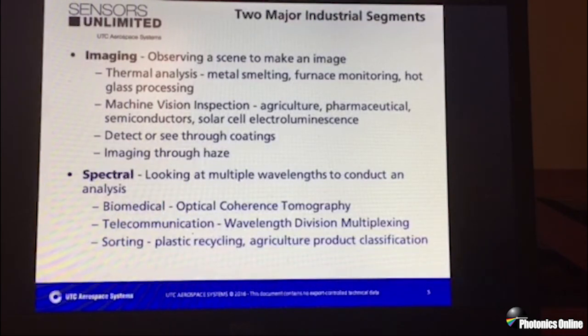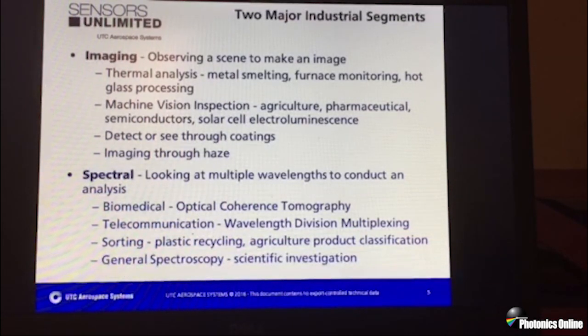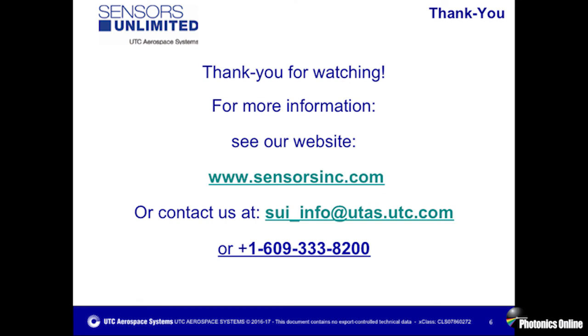In sorting, as mentioned earlier, for plastic recycling and agricultural culling of bad materials, getting in with the agricultural leaf product, many times a spectral characteristic is used to recognize good material from bad. And then general spectroscopy for scientific investigation. So that gives you an idea of why and when you would use SWIR.